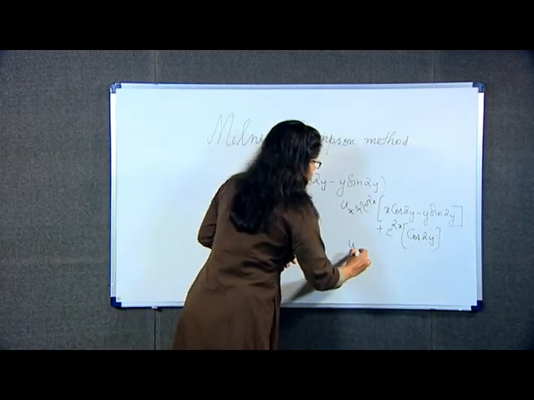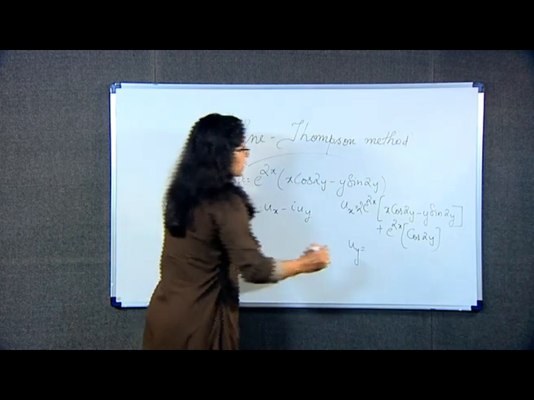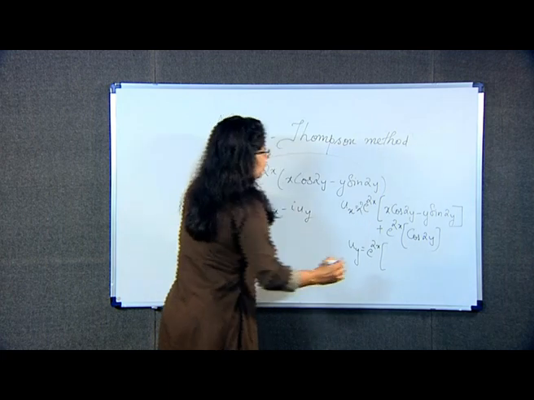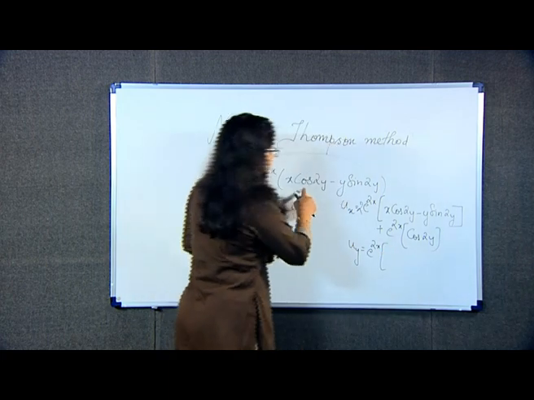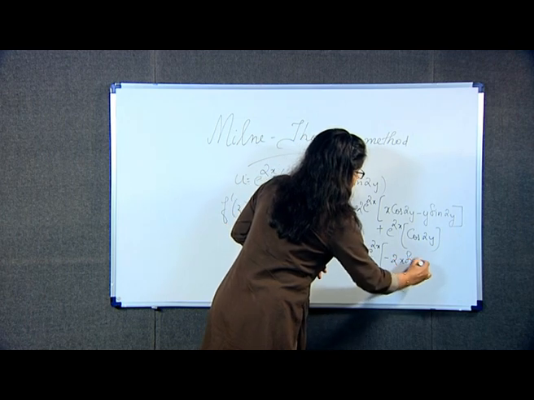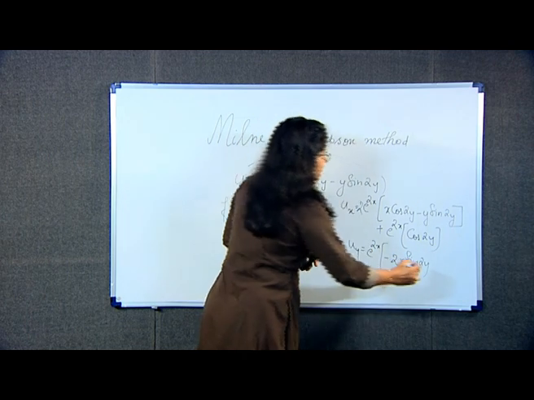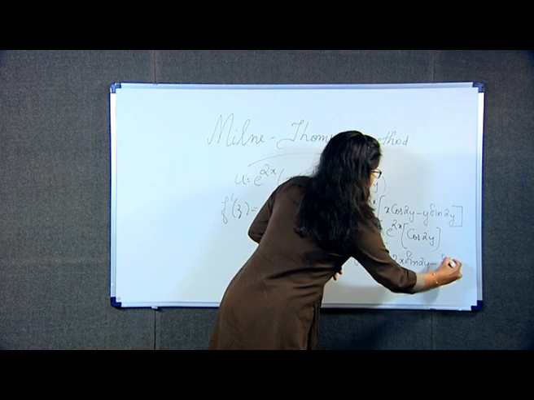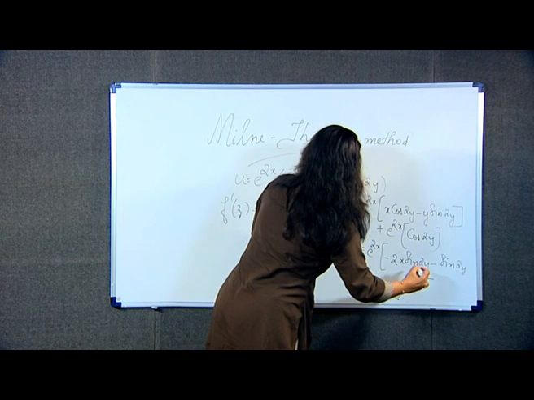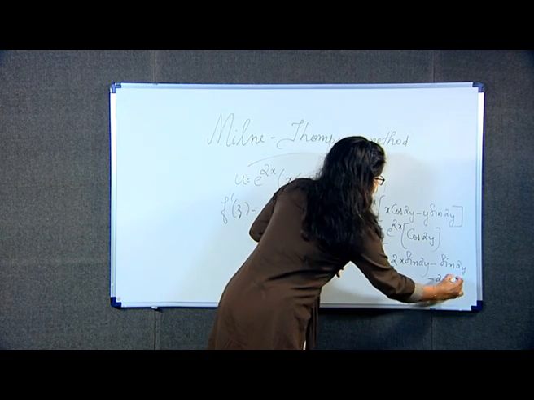Now, I have to find uy. So, again e raised to 2x is a constant here. So, x into the derivative of cos 2y is minus 2 sin 2y. Here I will have to apply the product rule. So, it is minus sin 2y minus 2y into cos 2y.